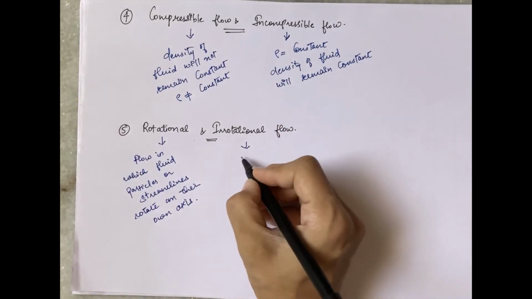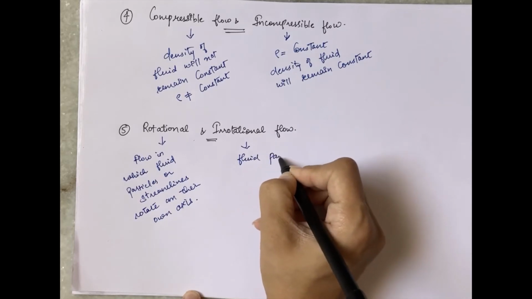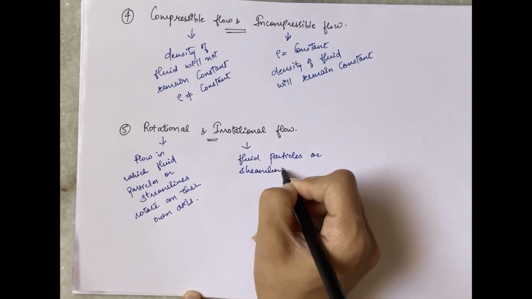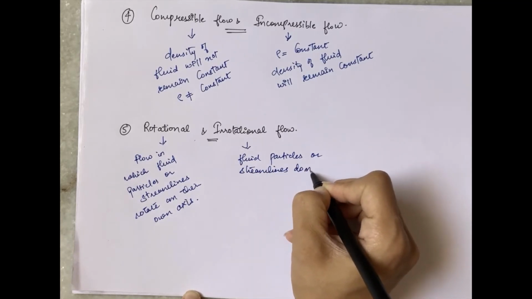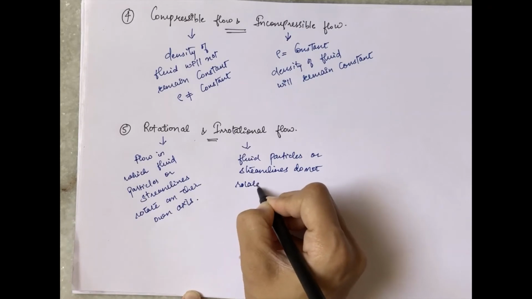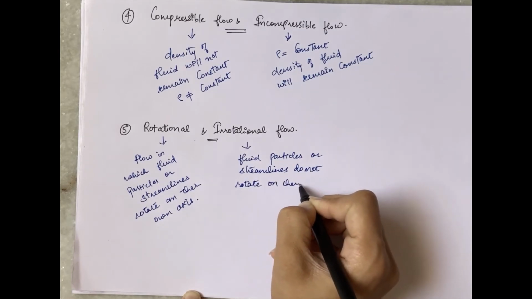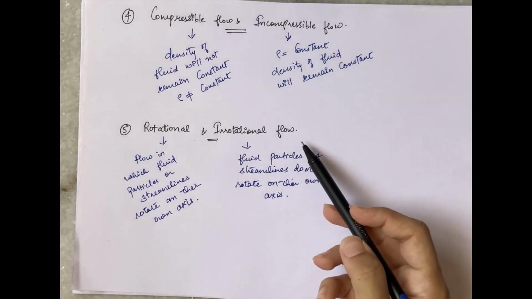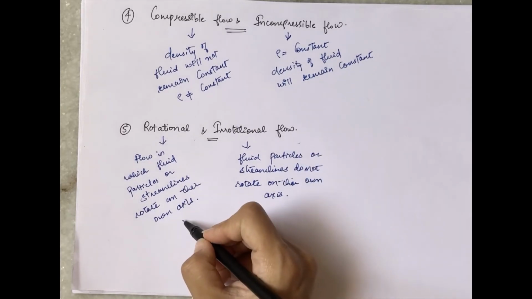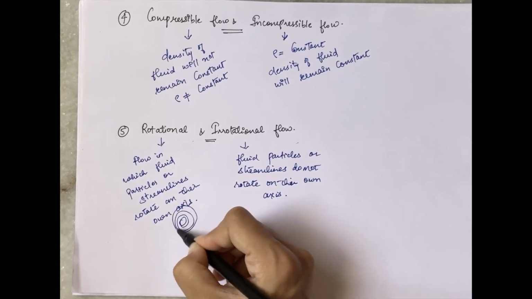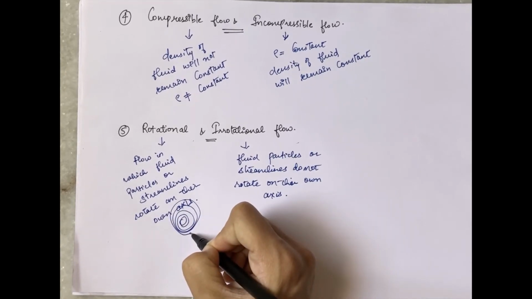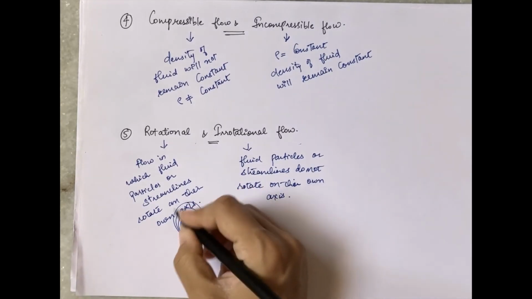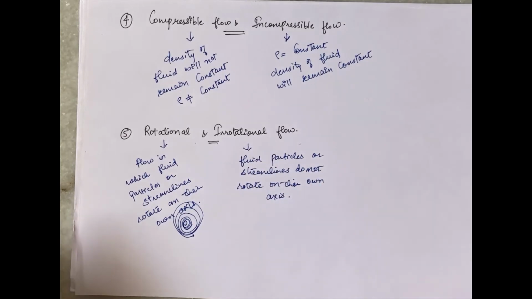And the flow in which fluid particles or streamlines do not rotate on their own axis is known as irrotational flow. So if the flow is rotating on its own axis like this, then it is known as rotational flow. And if the flow does not rotate on its own axis, then it is known as irrotational flow.